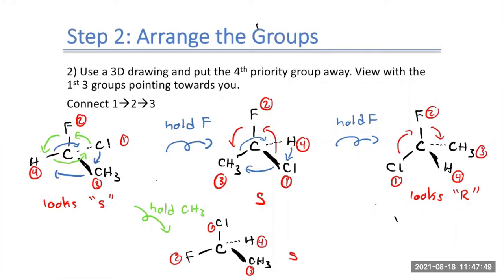So it doesn't matter which group you hold when you're doing your turns, just as long as you can get that 4th priority facing to the back. And you can see it also doesn't really matter where the other 3 are, just as long as that 4th priority is in the back. If you accidentally turn it and that 4th priority is in the front, whatever you come up with, it's really the opposite.